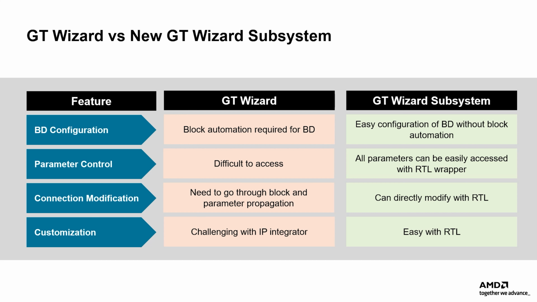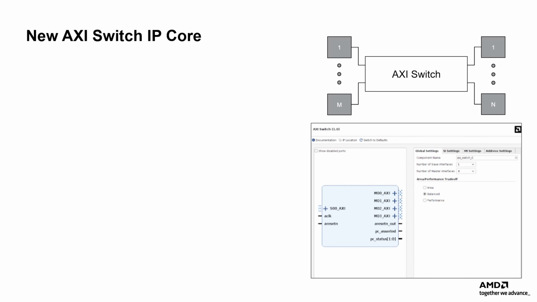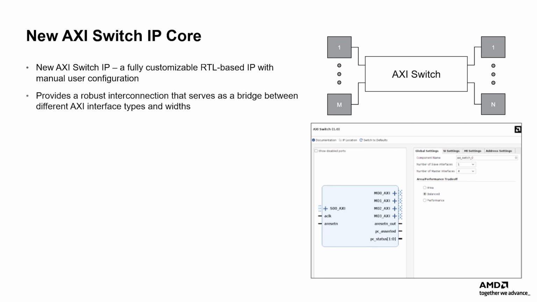In continuation of the efforts to enable the RTL flows, AMD is pleased to introduce the AXI switch IP, a fully customizable RTL-based IP providing a robust interconnect solution that serves as a bridge connecting AXI memory-mapped master devices to slave devices. It is an essential tool for those seeking to streamline their design architecture.